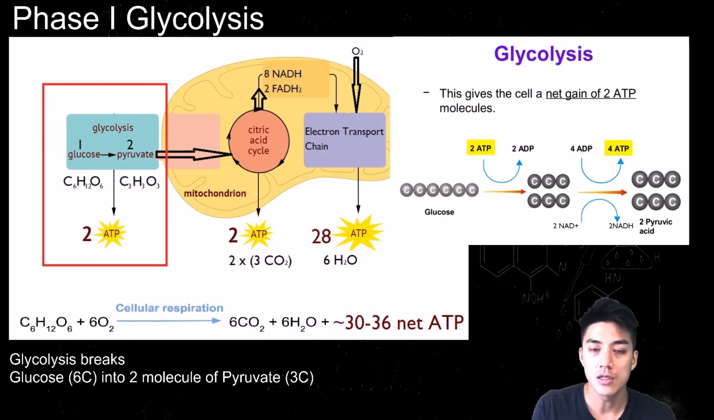To get glycolysis started, the cell has to invest 2 ATP. With the 2 ATP, it's able to break down glucose, which is a 6-carbon sugar, into 2 molecules of pyruvate, which is a 3-carbon sugar. In the process, it yields 4 ATP, which means the net gain is 2.